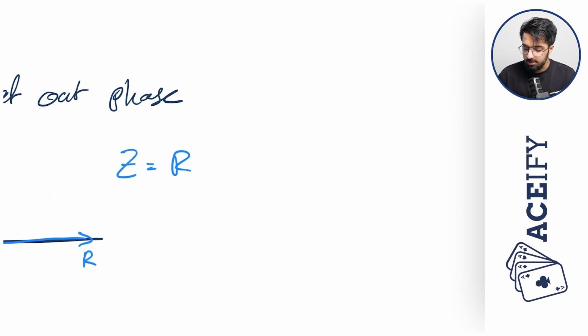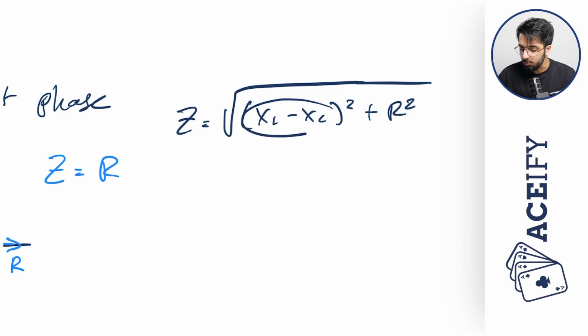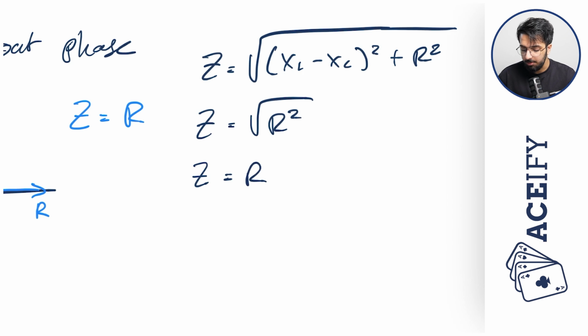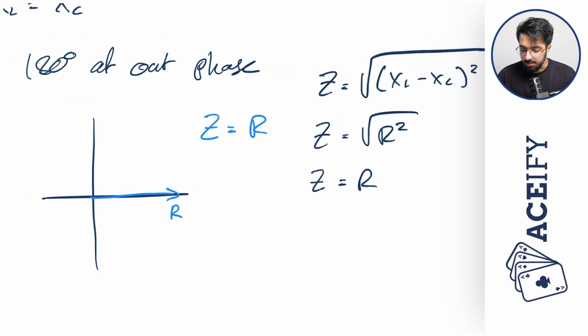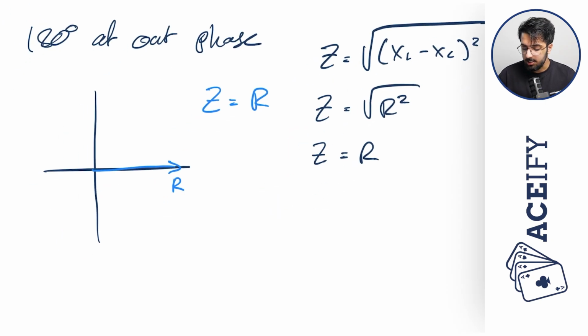Another way you can look at this is we know that our total impedance is equal to the square root of XL minus XC, squared, plus R squared. If these two values are equal to each other, this will equal 0, and we get our total impedance is equal to the square root of R squared, so our total impedance is equal to R. Same result. Because of this, the reactance of the inductor and the capacitor are not taken into account in our total impedance. This means that our total impedance is at a minimum value.